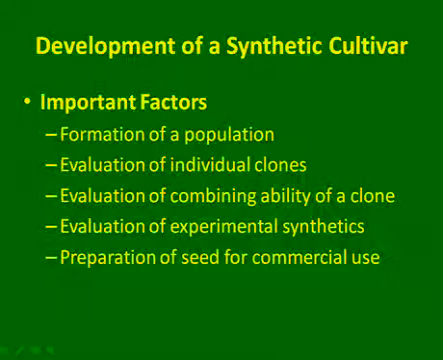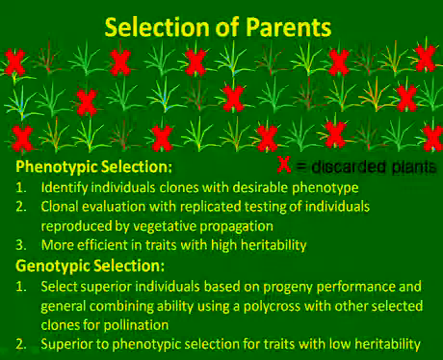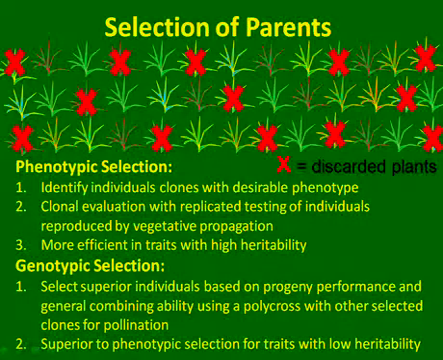The development of a synthetic cultivar. Important factors. You need to worry about formation of a population, evaluation of individual clones, evaluation of combining ability of clones, evaluation of experimental synthetics, and preparation of seed for commercial use. Selection of parents. There are 2 types of selection, phenotypic selection and genotypic selection.